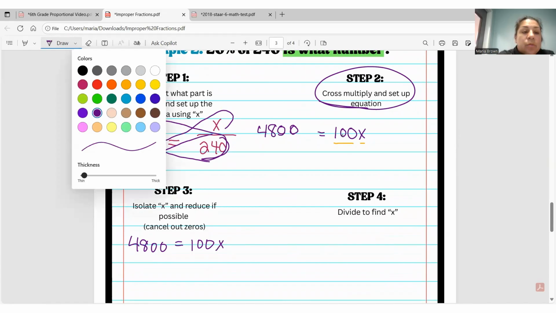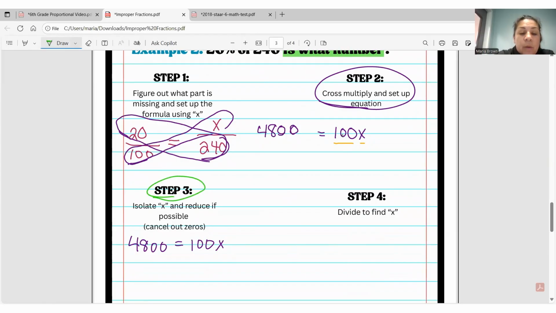I'm going to divide to get rid of that. Okay, so here we go. Step 3, we're going to divide it out. 100X, 100 divided by 100 is 1. So it cancels out. And whatever I do to this side, I got to do to this side. So I'm going to put over 100.